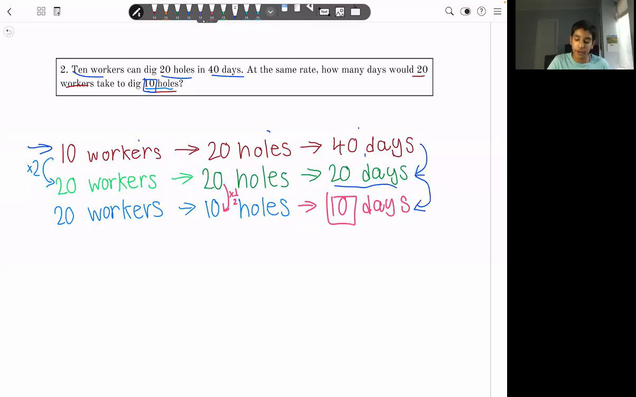So any questions on this general idea? Because we're going to be using this in many other problems, so make sure you understand why and how this works. I don't have any questions. Let's move on now, then.